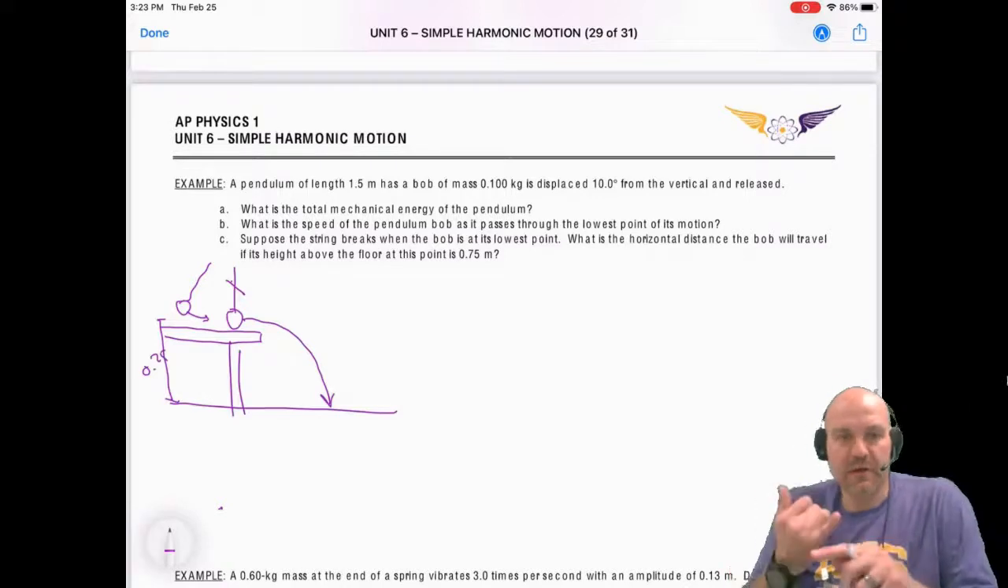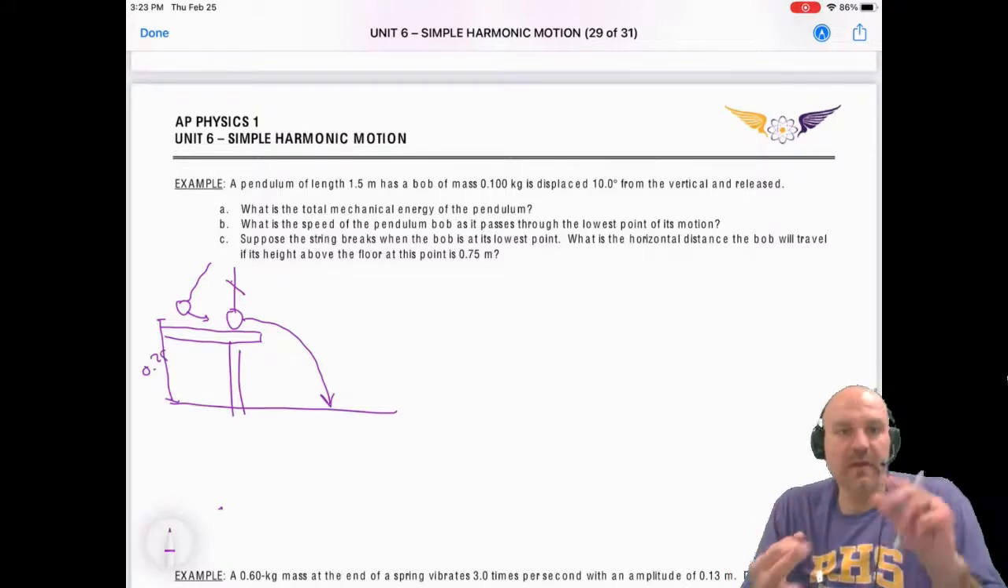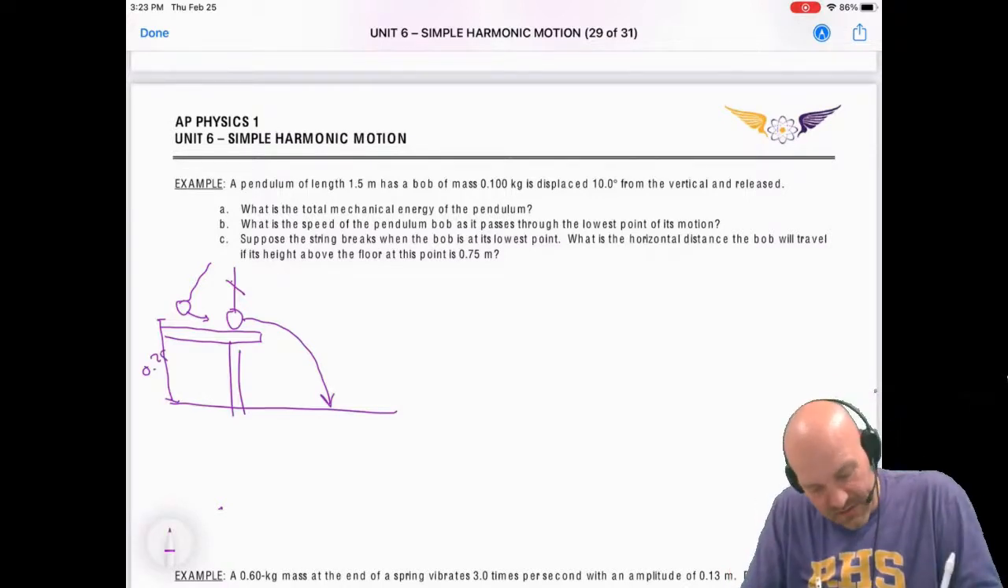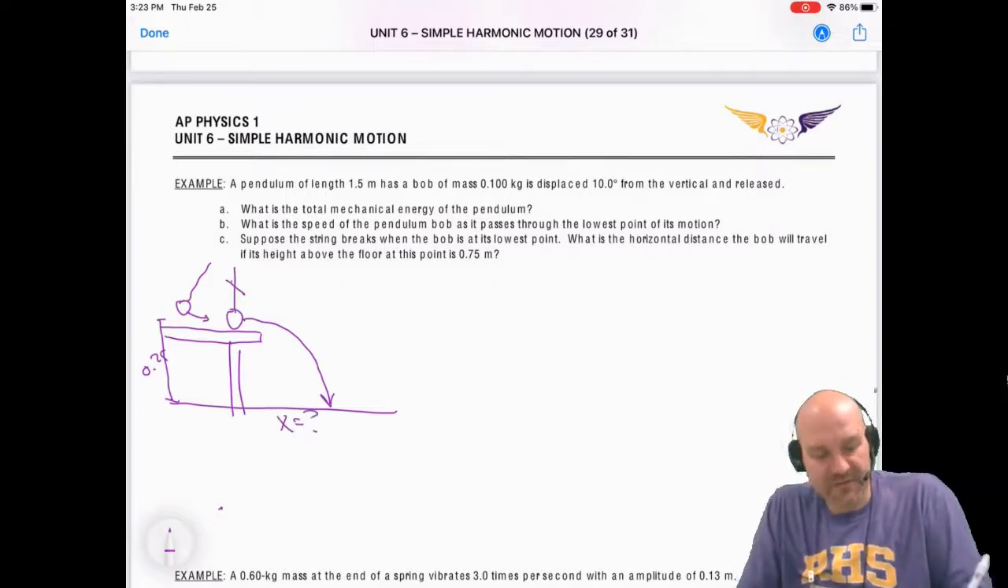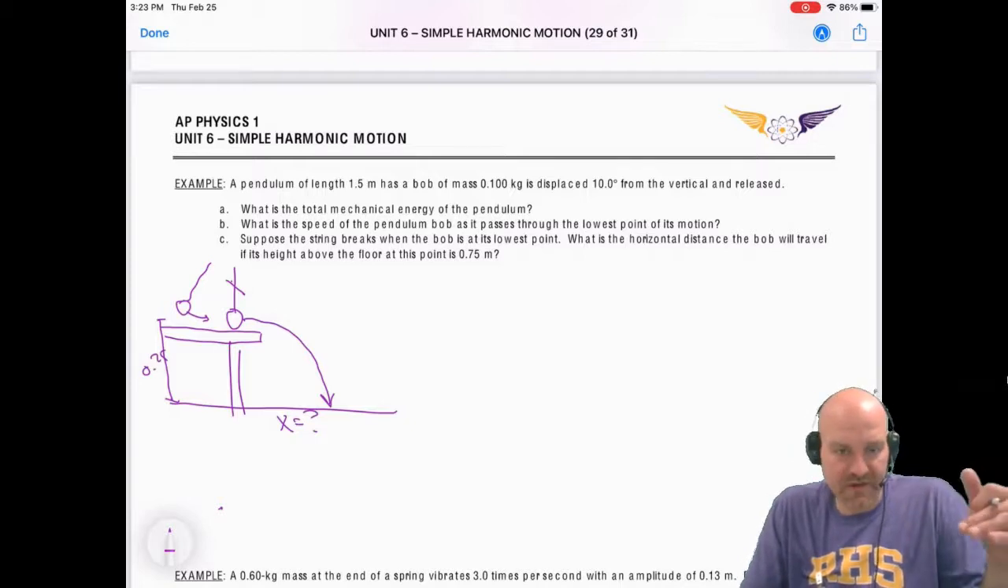And so what we need to do is find the total energy. We need to find the speed, and then we need to find where does it land, right? So where does this land? Okay. So the first thing's pretty easy. We know at its extreme, it's going to be all potential energy.